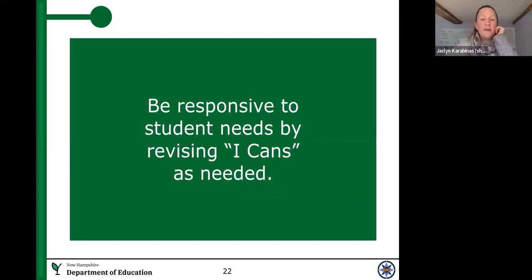And the way to be responsive is revising them as needed. The ultimate goal hasn't changed. Just like if you were starting with a standard, the standard doesn't change, but the way you've broken it down and the way you've designed these, you've invited students into saying, I can do this, or by the end of the session, I will be able to do this. Then you're able to be responsive to each student.